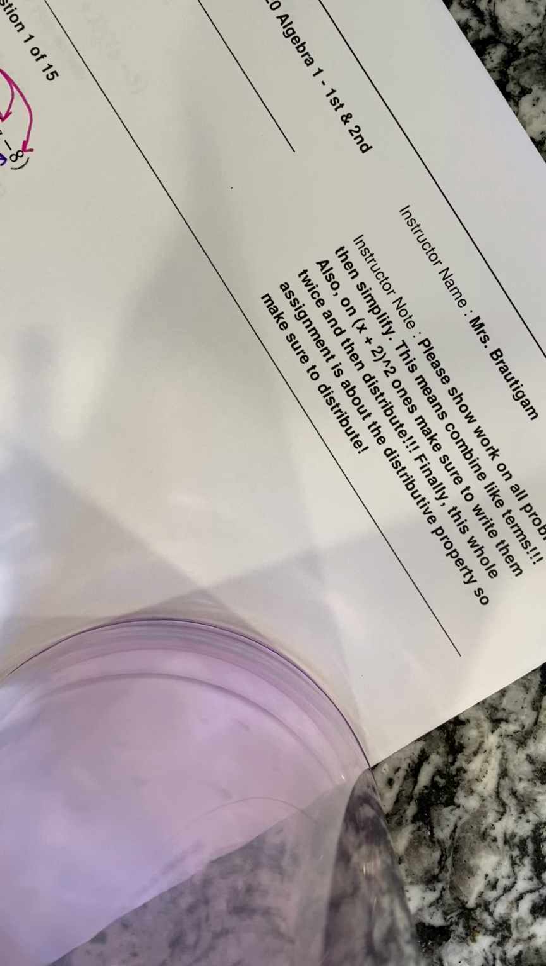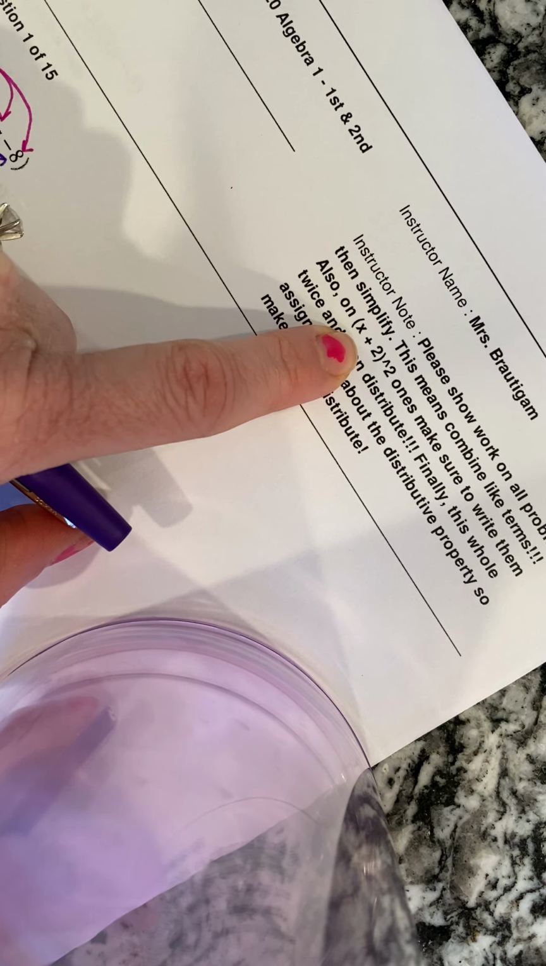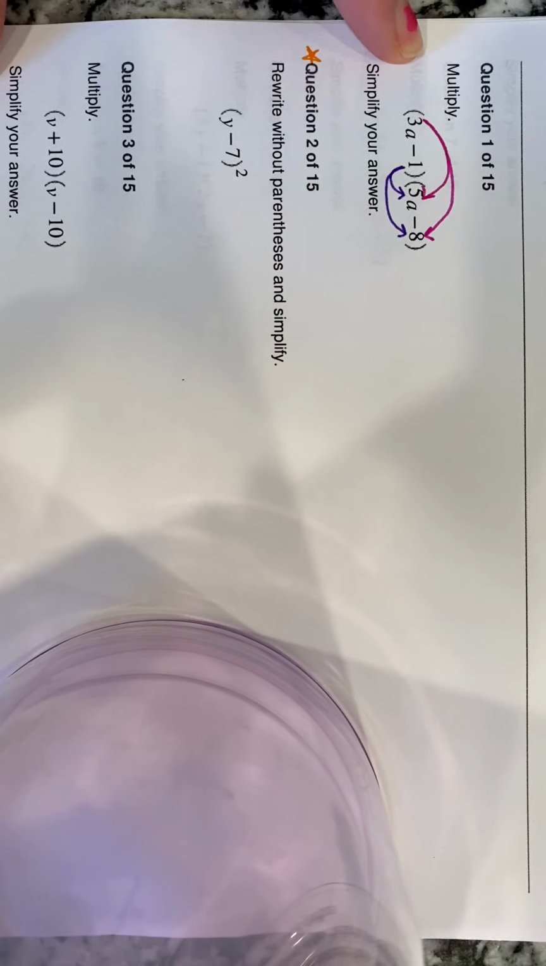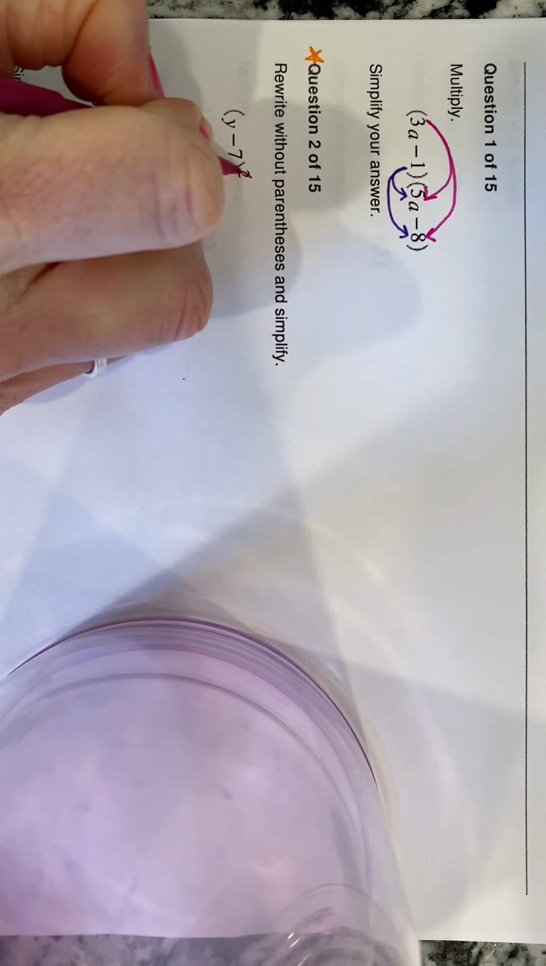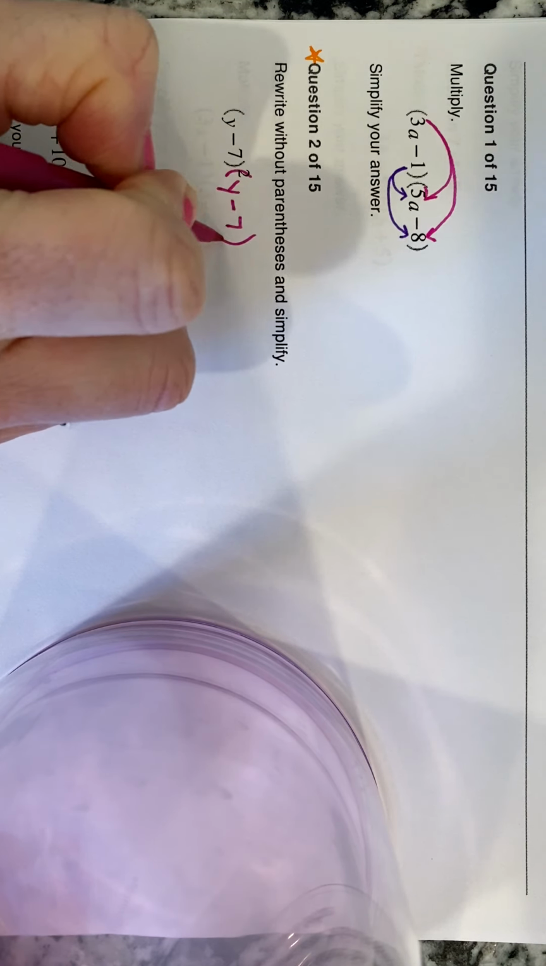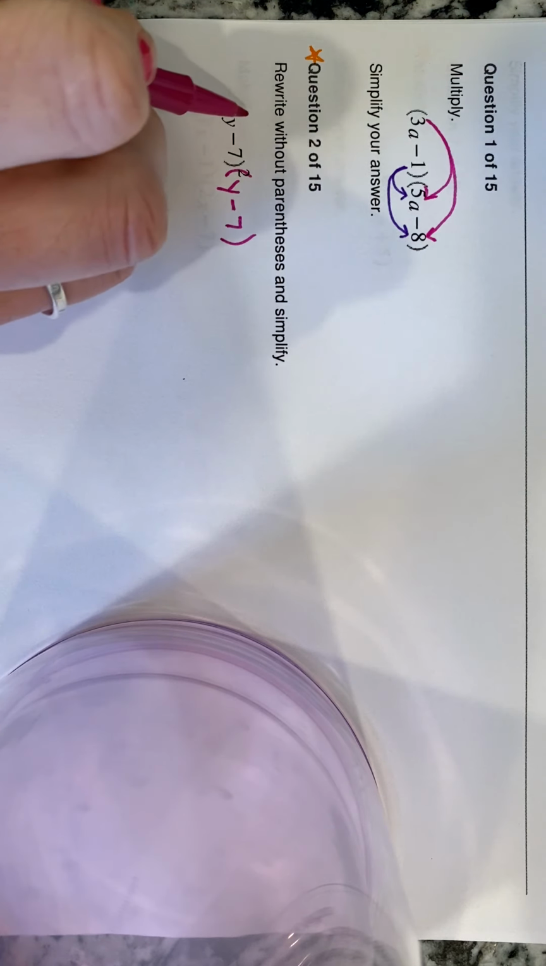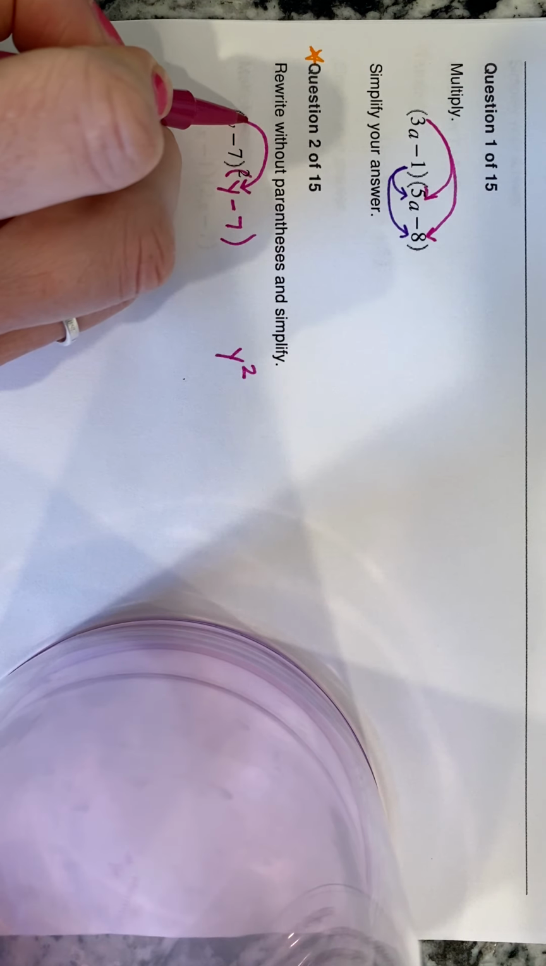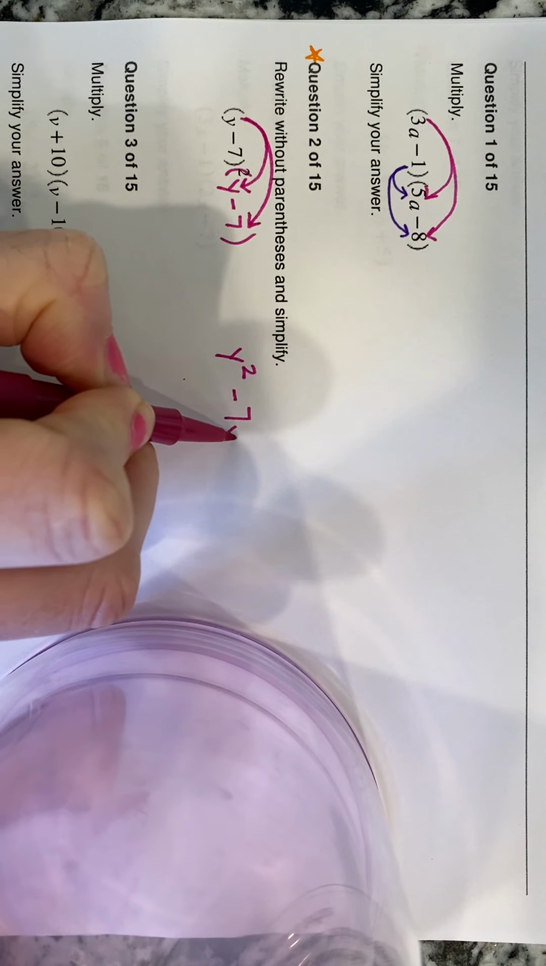Number 2, if you read the directions right up there, she says, also, on problems that look like x plus 2 squared, make sure to write them twice. So even though it doesn't show you that in the problem, you need to make sure that you write it a second time so that you can multiply. Your first step is y times y, so that is y squared. Your second one is y times -7, so it's minus 7y.